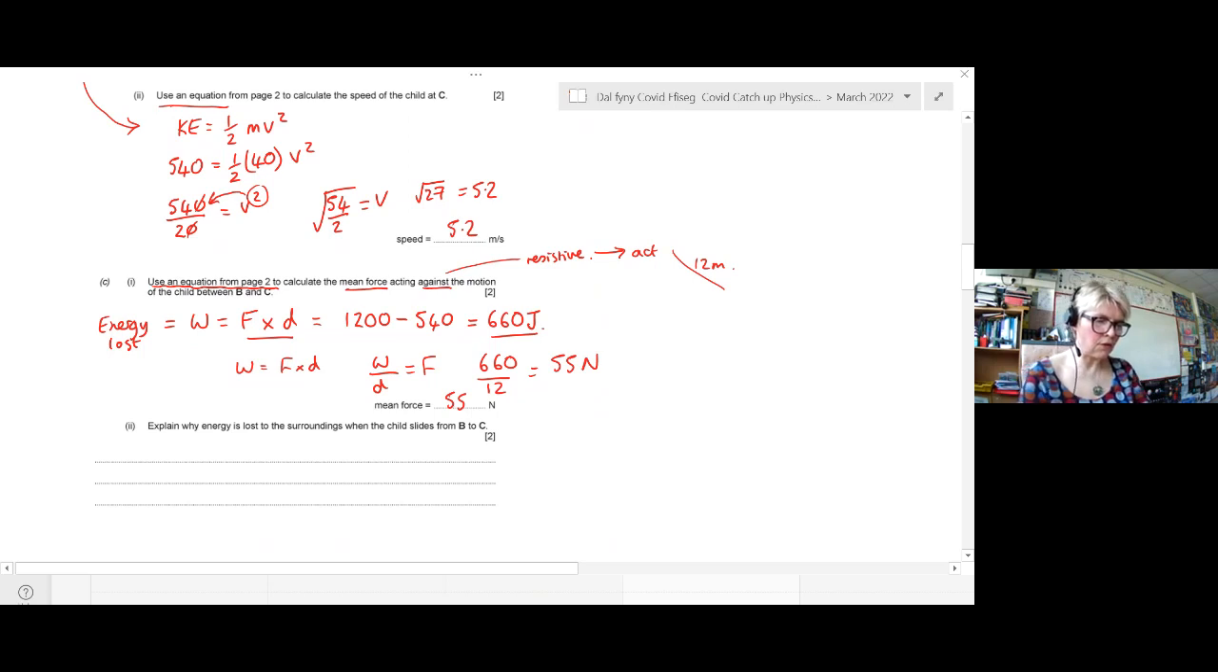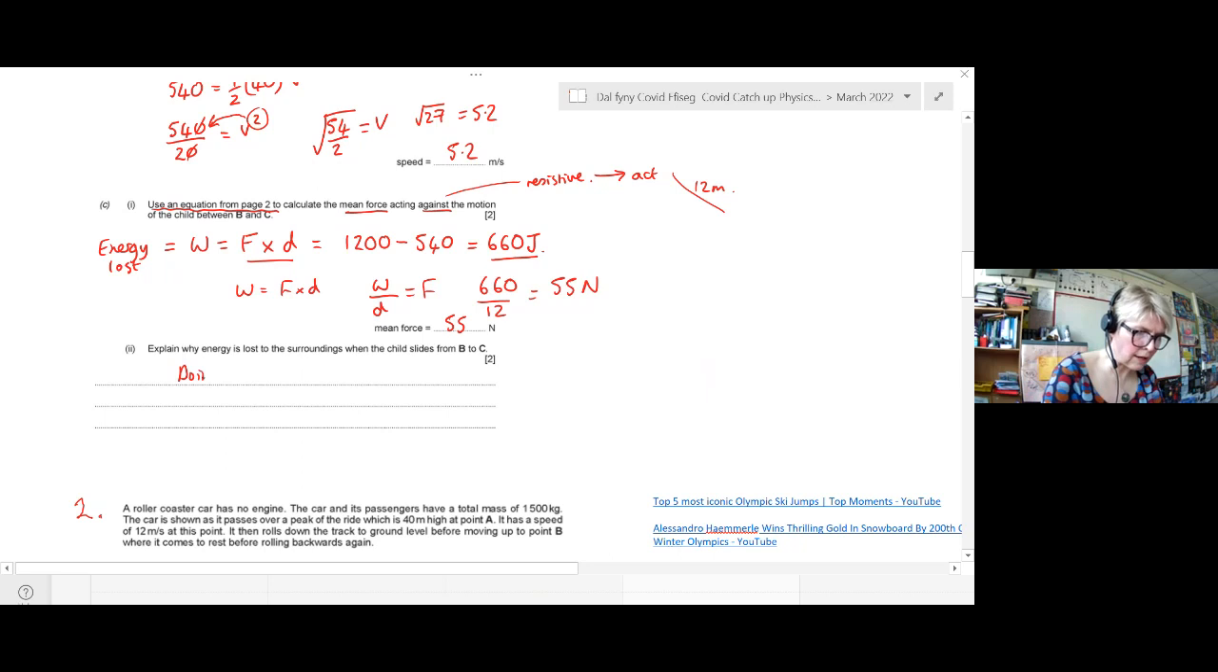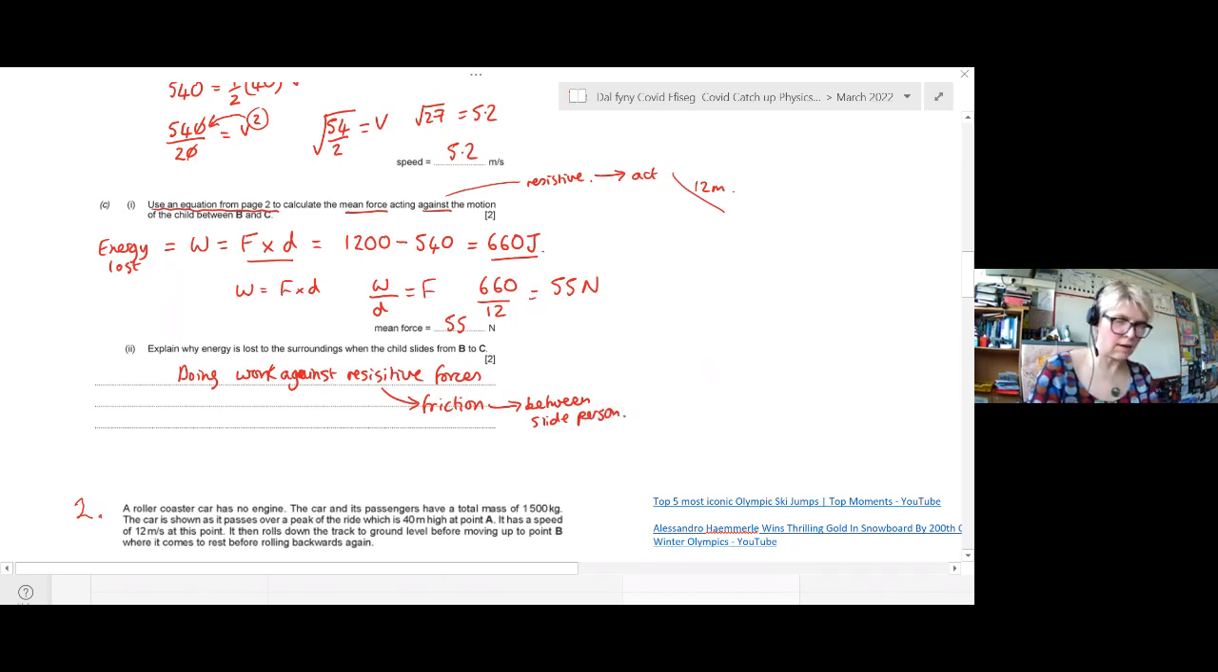Explain why energy is lost to the surroundings. Because you're doing work against resistive forces. Now be specific, say what these resistive forces are and where they are. So friction is the resistive force here, and it's between the slide and the person. Do we need anything more than that? I think not. I think that is good.